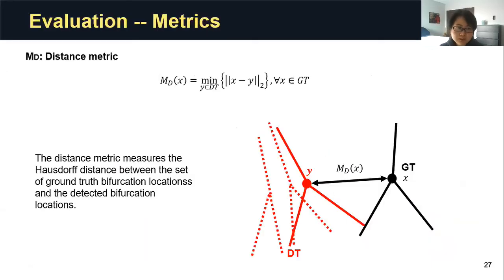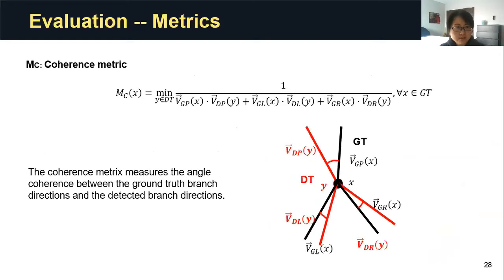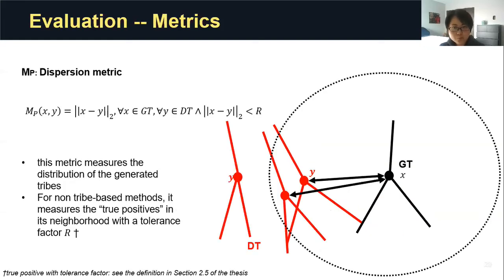We propose three different metrics for evaluating our result. The first one is the MD distance metric, which measures the Hausdorff distance between the set of the ground truth bifurcation and the detected bifurcation locations. The second one is the coherence metrics. We not only measure the distance between bifurcations, but we also measure the angle coherence between the parent branches and the daughter branches.